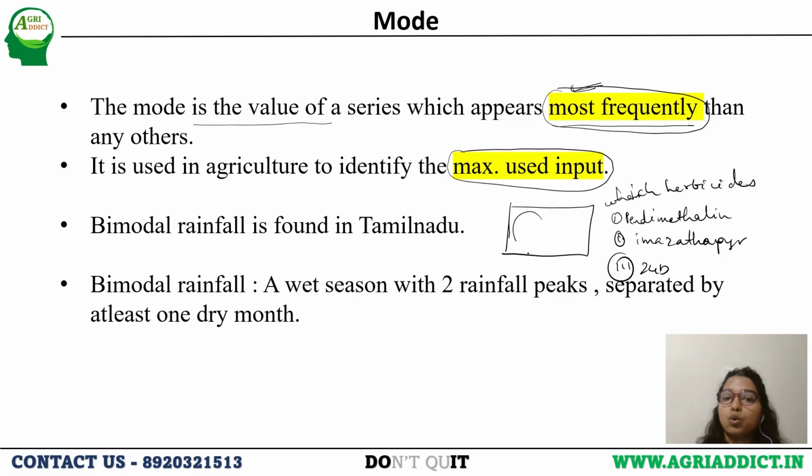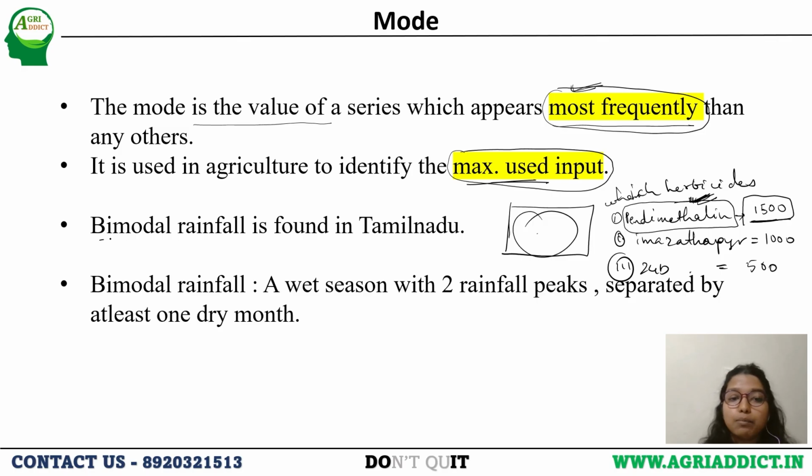And we did the survey in the whole district, and we got some results that pendimethalin is used by 1500 farmers, imazethapyr is being used by 1000 farmers, and 2,4-D is used by 500 farmers. So from this we can get that this is the most frequently occurring one. So we can say that pendimethalin is used by most of the farmers. So an industry should produce more pendimethalin compared to the other two, because the consumption of pendimethalin is more. So this is how the mode can be used in agriculture.